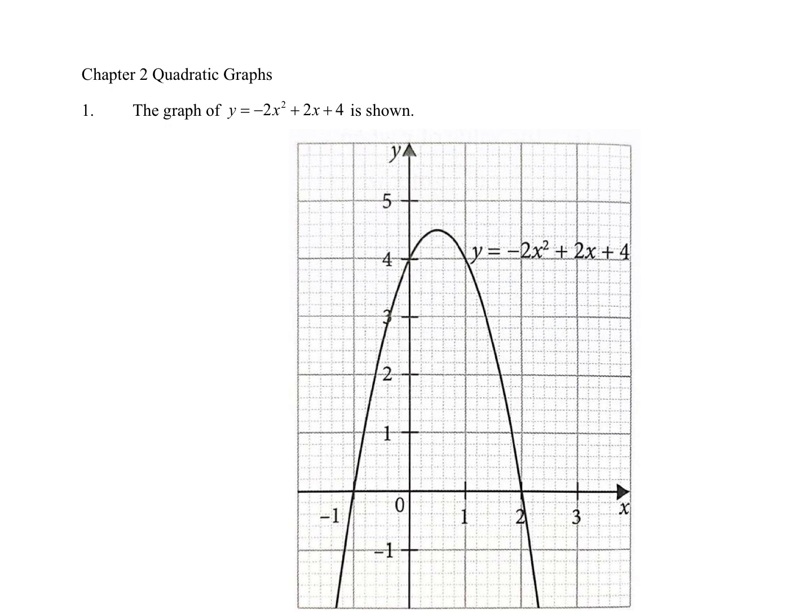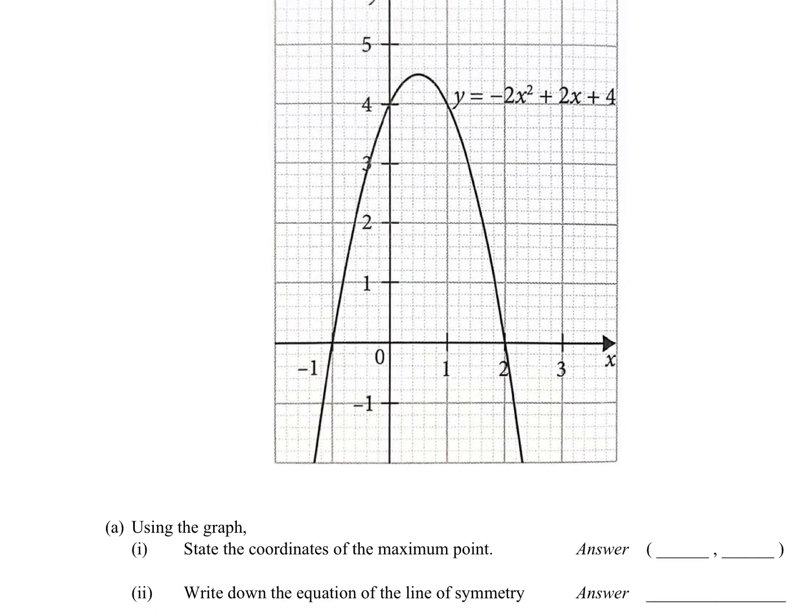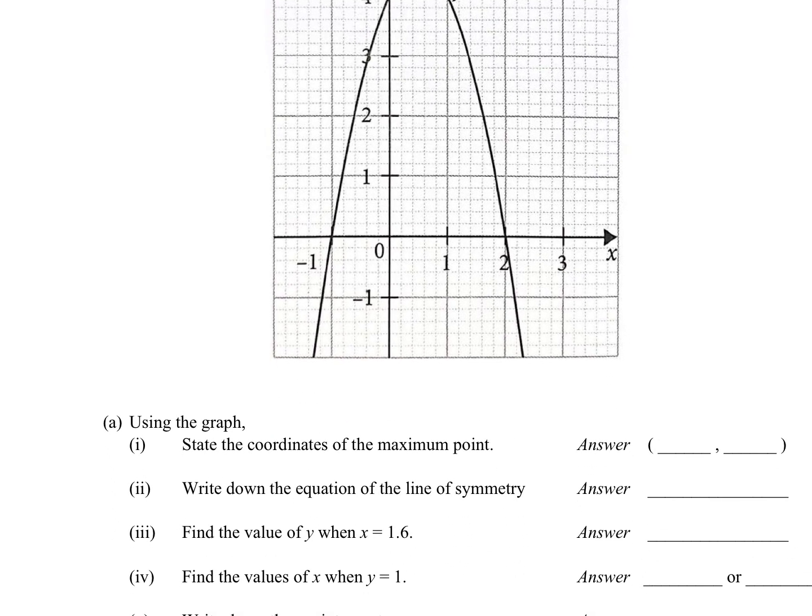But to start off and warm up a little bit of our knowledge, I have provided the graph for you. So this question over here: the graph of y equals negative 2x squared plus 2x plus 4 is shown below. So you have a graph that looks like this down here. We're going to make use of this graph. The question says, using the graph, so you must read the graph, the axis for solutions. State the coordinates of the maximum point.